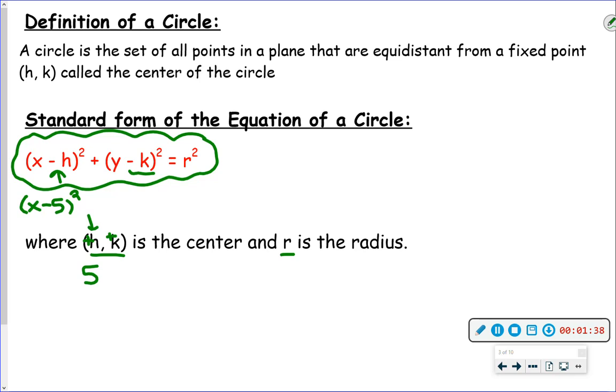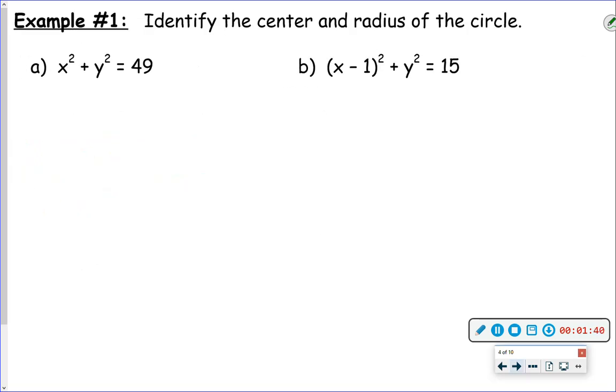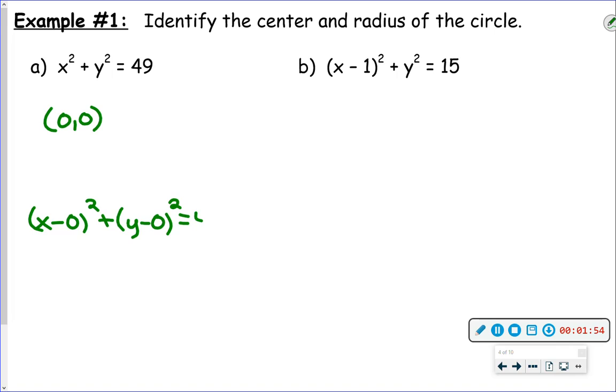Okay, so let's start nice and easy. Identify the center and radius of the circle. Now, there are no numbers with x, no numbers with y, so your center is 0, 0. I could get fancy and write this out: x minus 0 squared, y minus 0 squared. But again, x minus 0 is x, y minus 0 is y. So if there's no numbers in parentheses with x and y, our center, of course, is 0, 0.